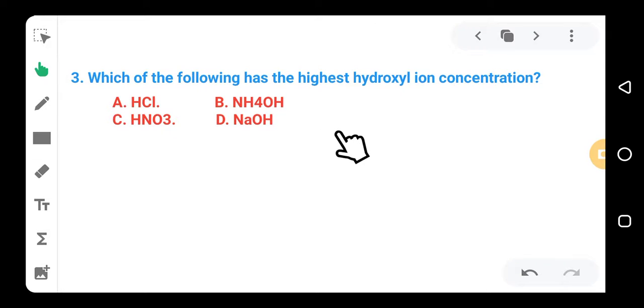NaOH, sodium hydroxide, is a very strong base. It ionizes completely, which means that when it ionizes, all its hydroxyl ion will be released. So if we ionize ammonium hydroxide, some of the OH will not be released. But if we ionize NaOH, all the OH will be released, which means that NaOH will give higher hydroxyl ion concentration. So the correct answer is D, NaOH.